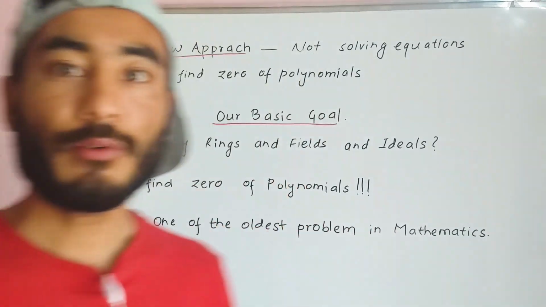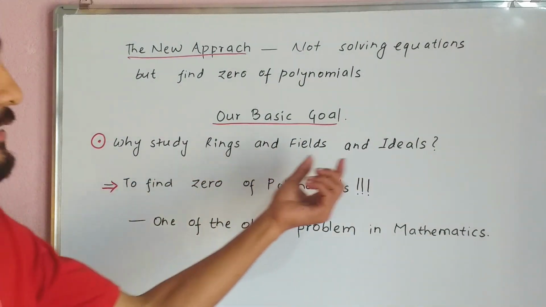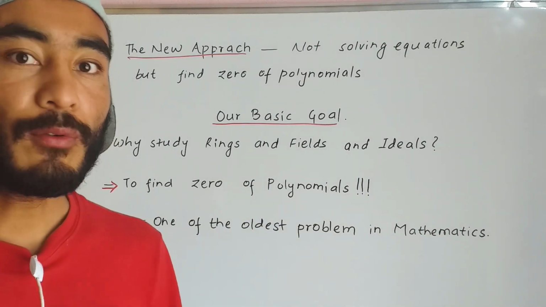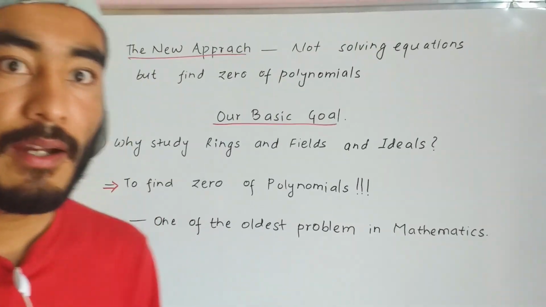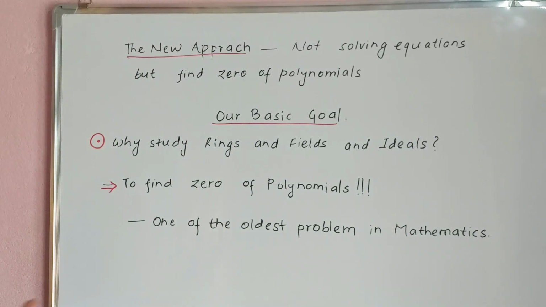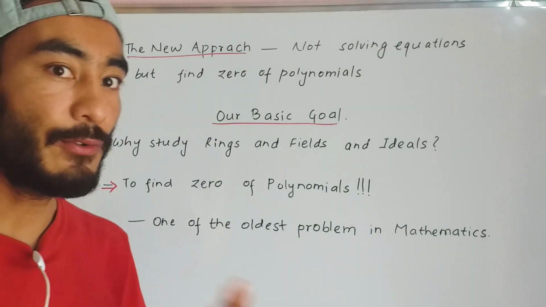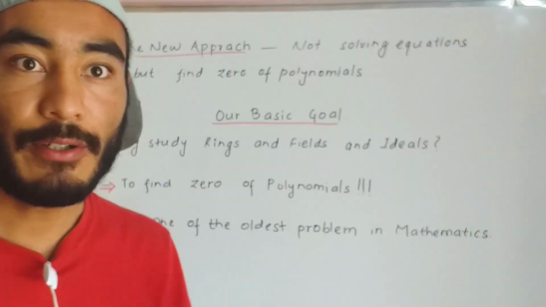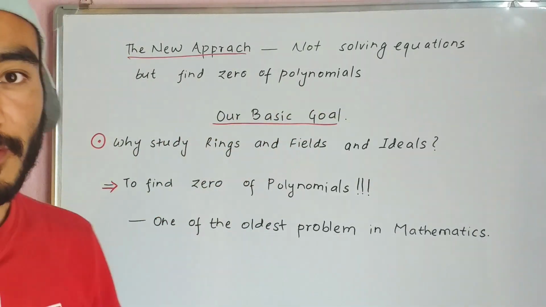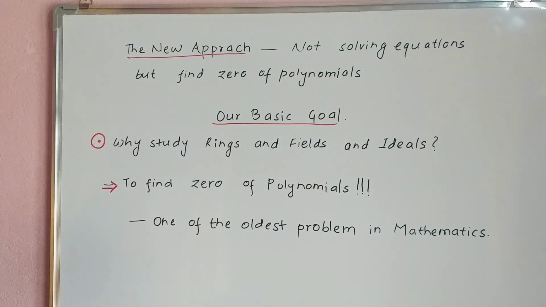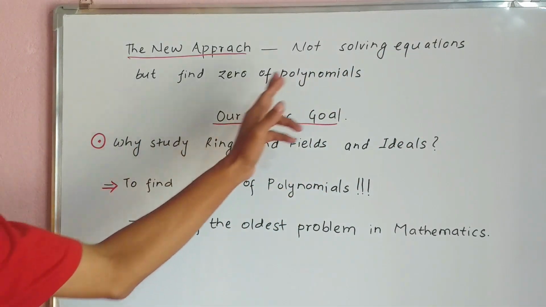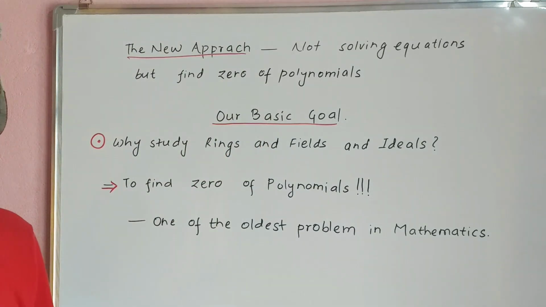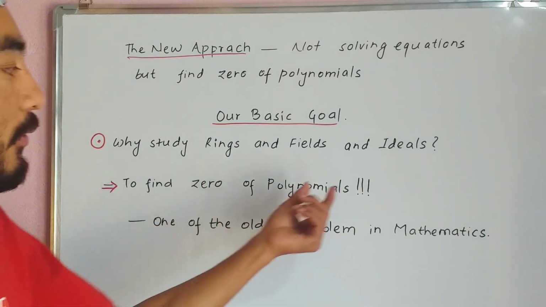Finally, we can answer the question: why study rings, fields and ideals? Solving polynomial equations has been the oldest problem in mathematics. This new approach makes the connection between our old ideas and new ideas. Our old idea, solving equations; our new idea, finding zeros of polynomials. This new approach makes the connection between solving equations and finding zeros of polynomials. These two ideas are the same thing. And our basic goal is to find the zeros of polynomials.